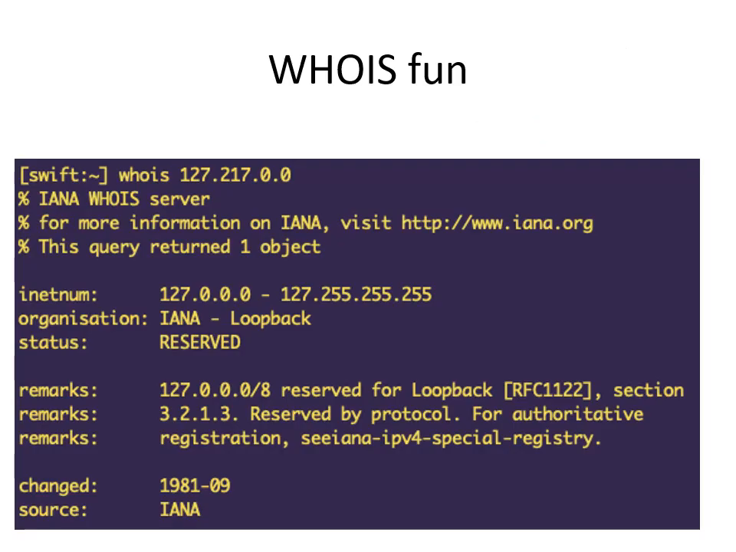So here's an example. I looked up google.com on Whois. 127.217. Is this the right one? This is the wrong one. I apologize, this is the wrong screen capture.